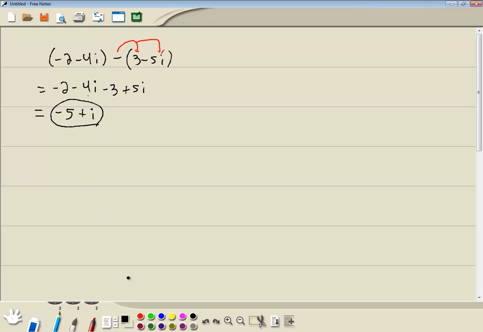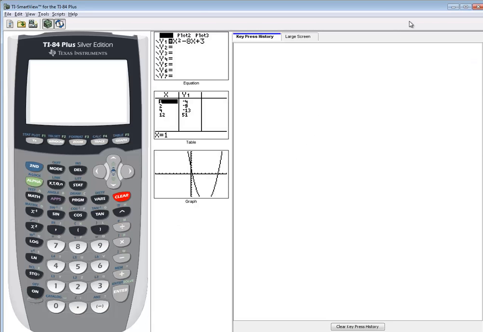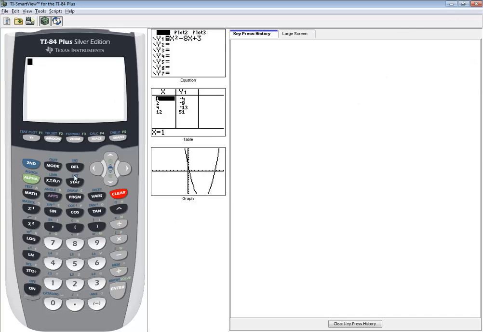Now let's do this on the calculator. Anytime you don't have a square root and you're dealing with imaginary numbers, you can put them in your calculator. You type it in exactly as you see it. So I'll do a beginning parentheses, negative 2 minus 4i.